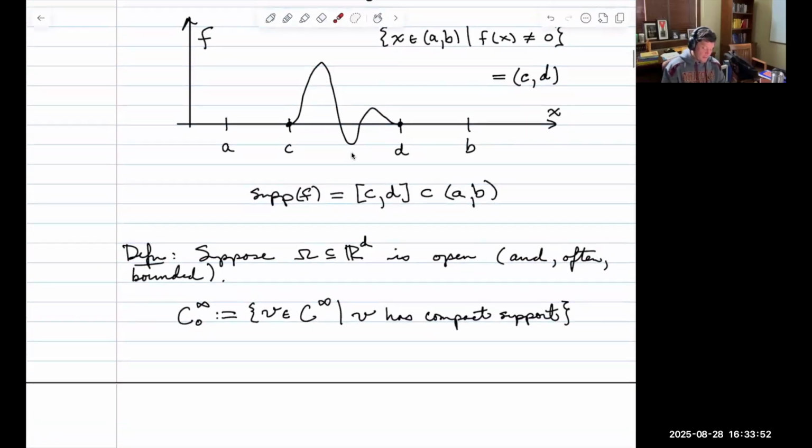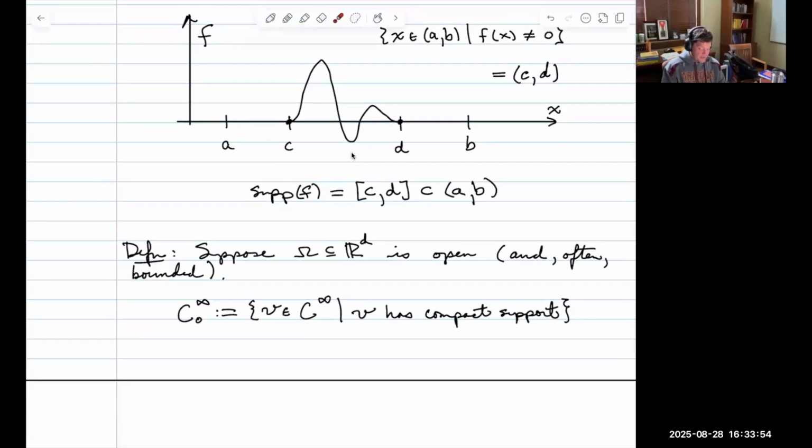It always amazed me that this set had any members in it at all. But once you see an example, you can't unsee it, and then you know forever that there are things in there which are non-trivial. So here's the professional definition of this. Suppose that omega is an open set. Often it's a bounded set as well. That's usually how we're going to use this. Suppose that it's an open and bounded set.